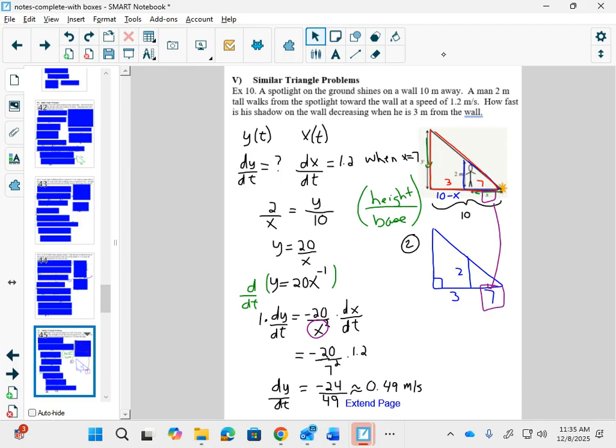The answer ends up being negative 4.9 meters per second in the end. Okay, this is where we'll stop.